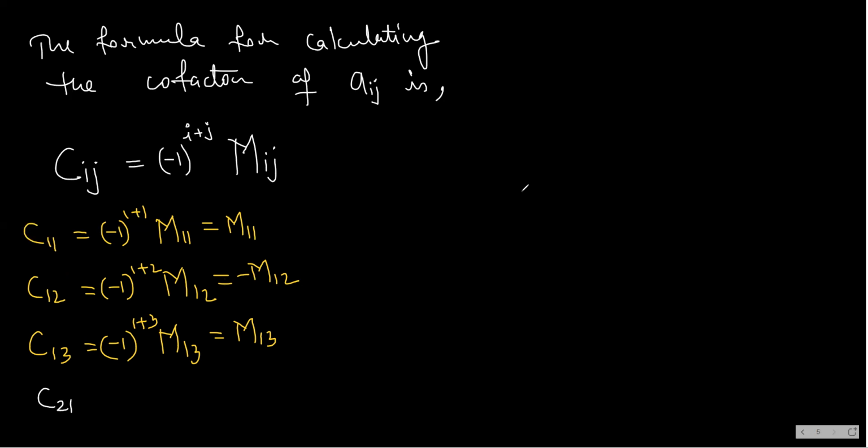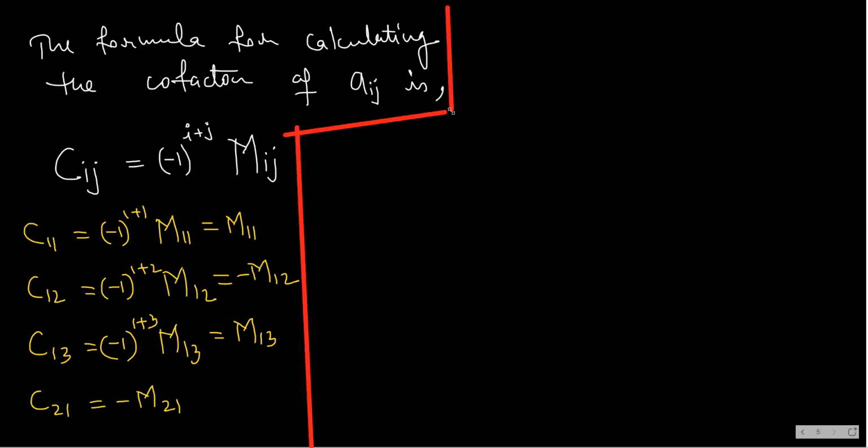Now I go for C21. What is 2 plus 1? 3. So it will be minus M21. You can write directly now. In the beginning, you give the formula and detail for 2 or 3 cases, then you can write directly. No worries. C21 is minus M21.